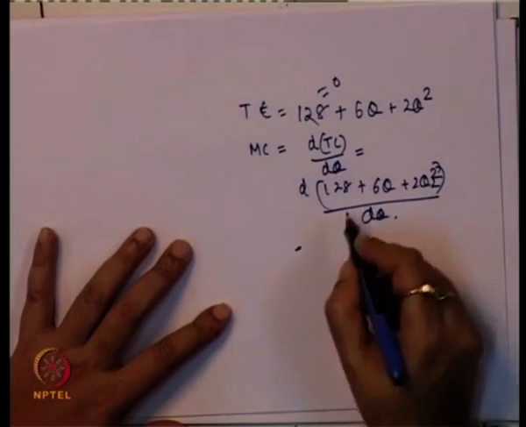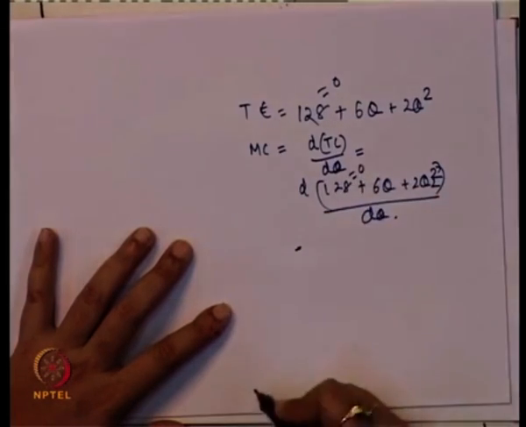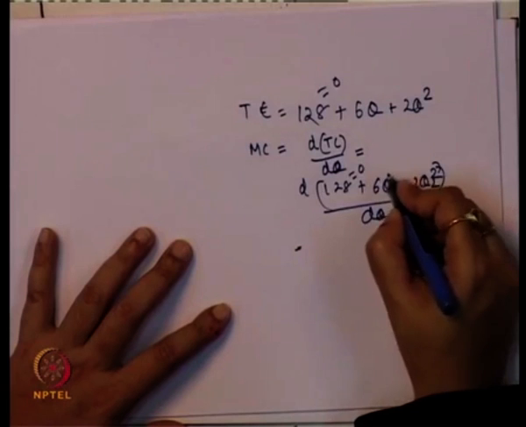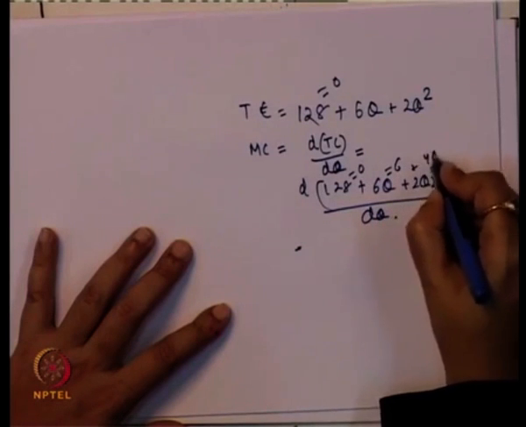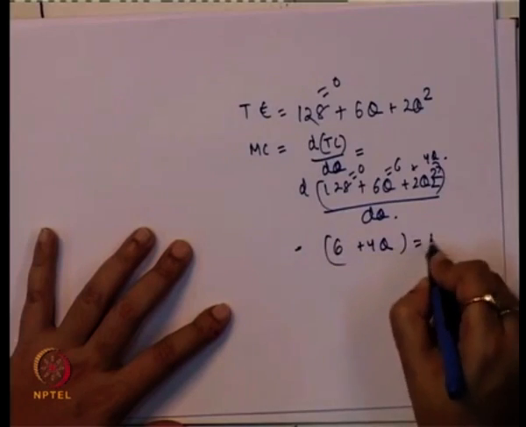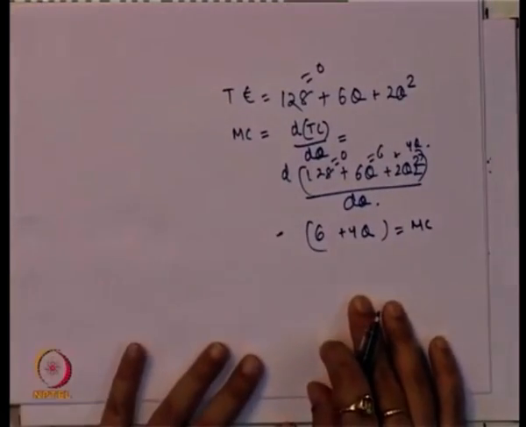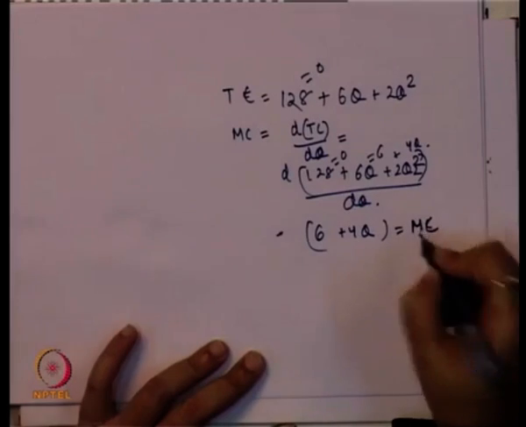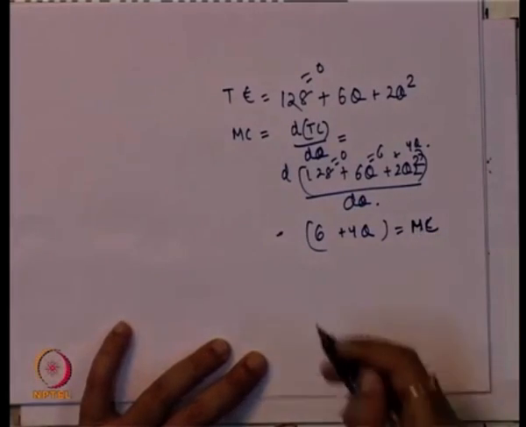If you do this, the constant term is equal to 0, because the derivative of a constant is zero. The next term is equal to 6 and the last is equal to 4q. So, 6 plus 4q is our marginal cost. Okay, we have average cost, and we have marginal cost.